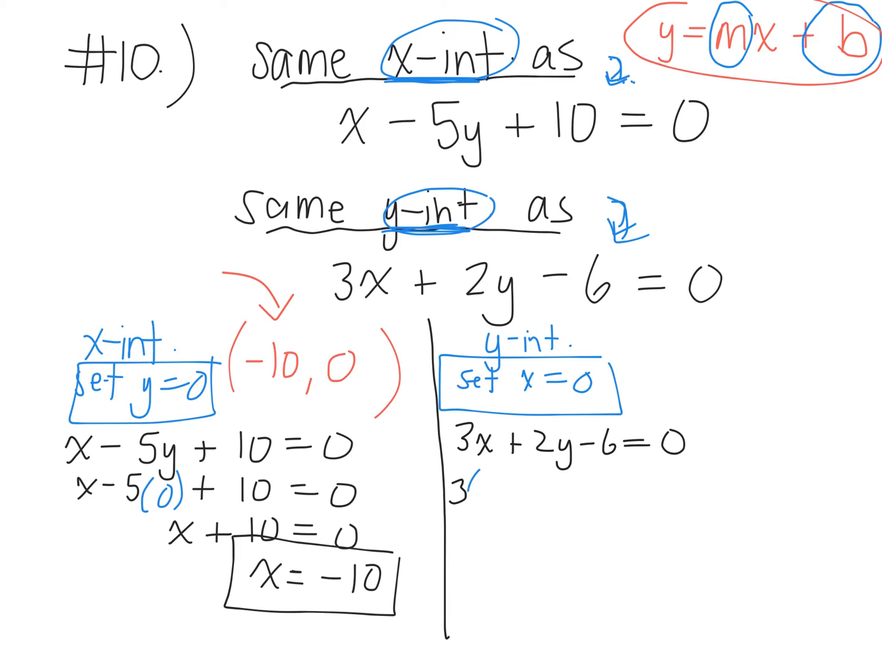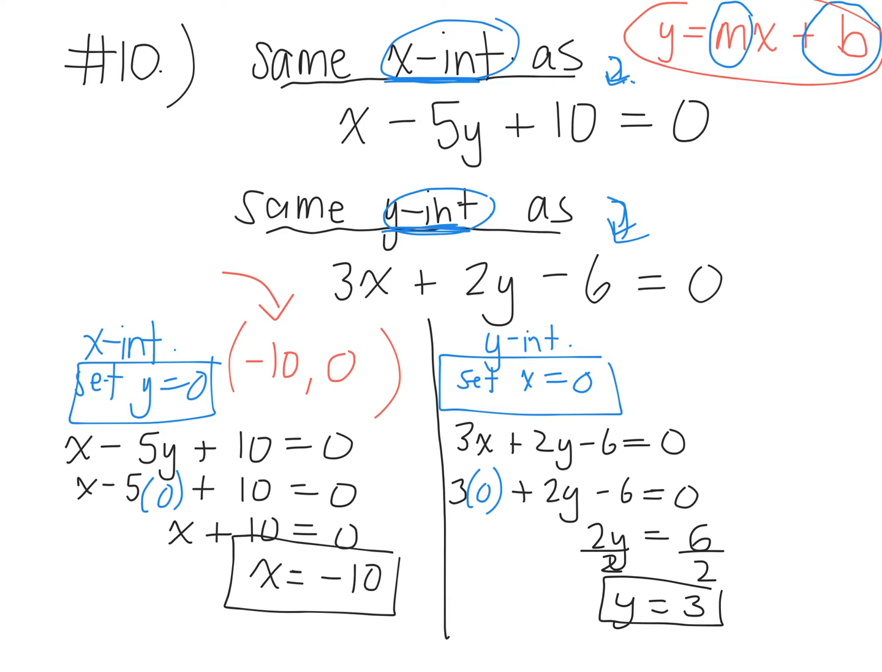So 3 times 0 plus 2y minus 6 equals 0. So 2y equals positive 6. Divide both sides by 2. y is equal to 3. Good. What is the coordinate then? Where is the y-intercept located? Yes, 0, 3.